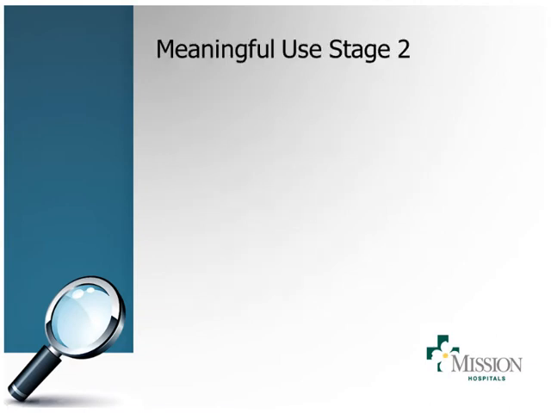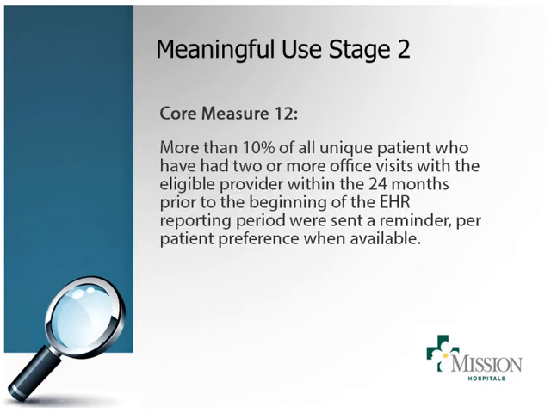In addition to assisting with managing patient care, managing recommendations assists with meeting a Stage 2 meaningful use measure. Core Measure 12. More than 10% of all unique patients who have had 2 or more office visits with the eligible provider within the 24 months prior to the beginning of the EHR reporting period were sent a reminder per patient preference when available. This means that we will use the data held on the recommendations tracking screen to send patient reminders for their preventative screenings such as mammograms, colonoscopy, and A1C.